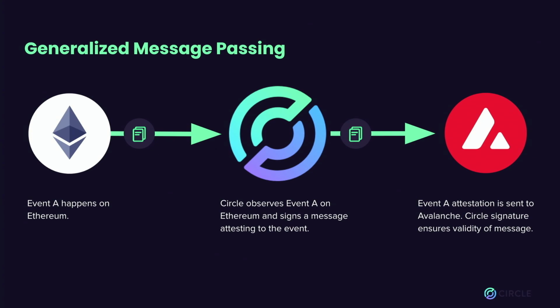You can see in this model, Circle, just like it is with USDC, is kind of like a trusted third party in the middle, meaning that the destination smart contracts just have to trust Circle to say this event happened.